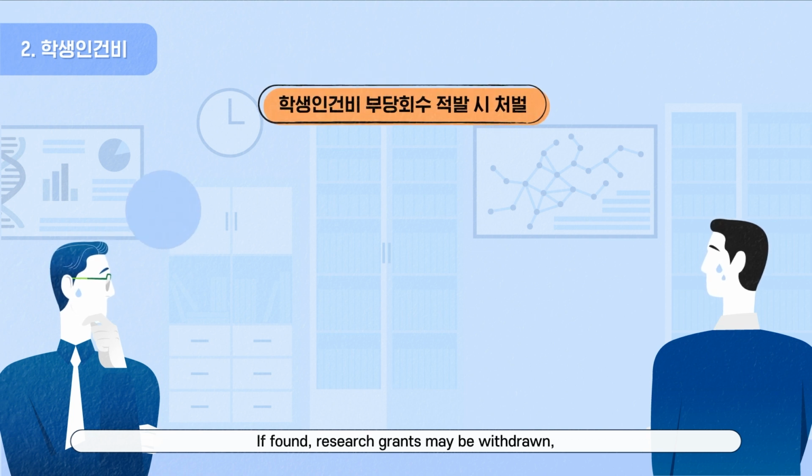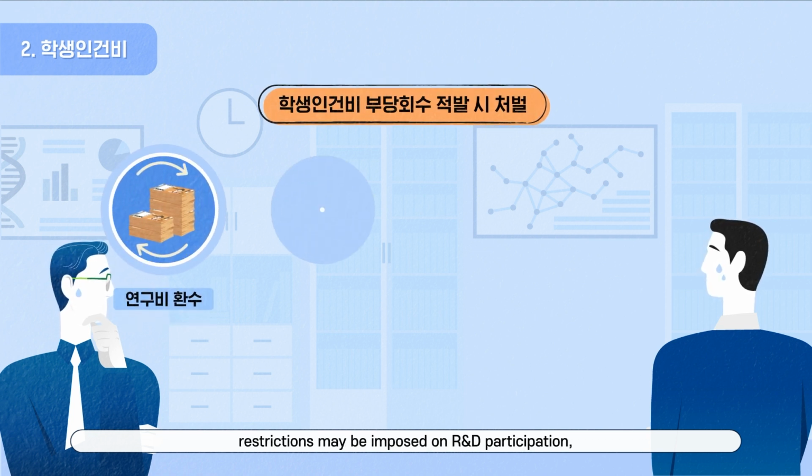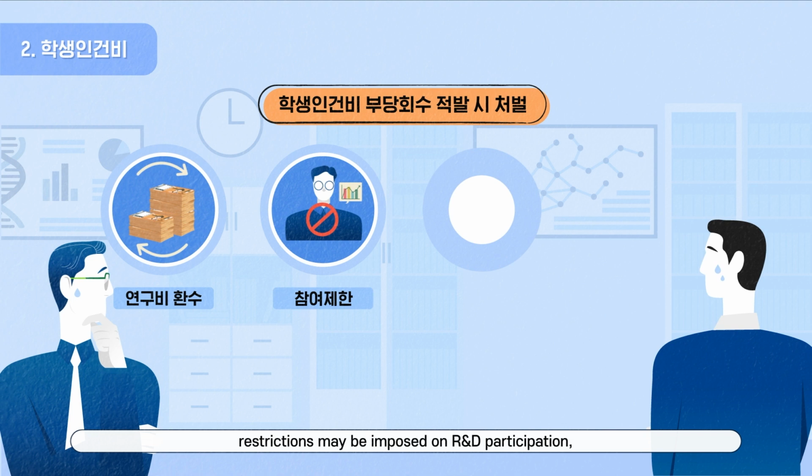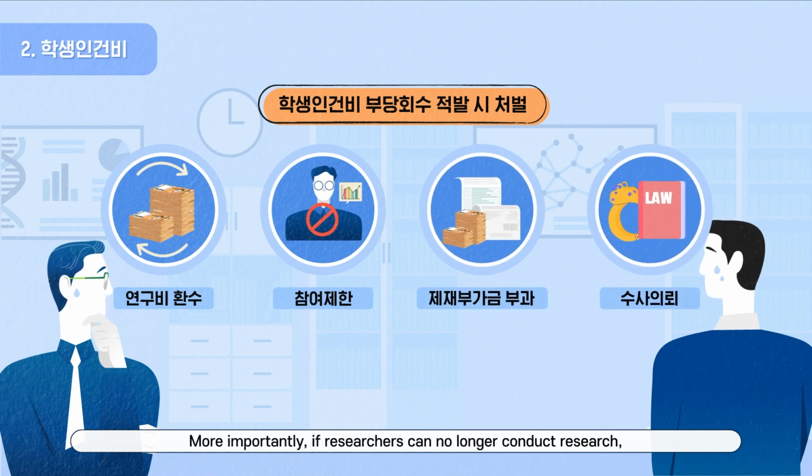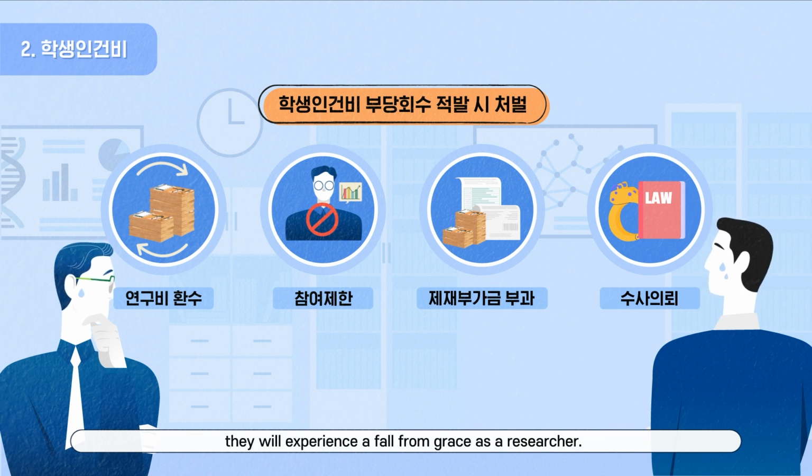If found, research grants may be withdrawn, restrictions may be imposed on R&D participation, and fines and request for police investigation may be imposed. More importantly, if researchers can no longer conduct research, they will experience a fall from grace as a researcher.